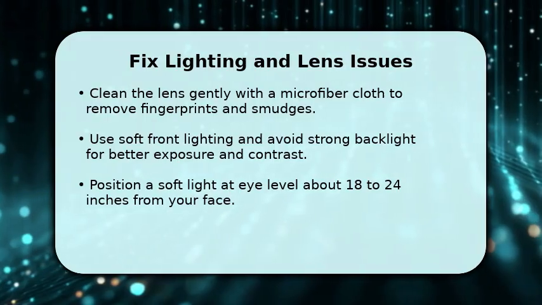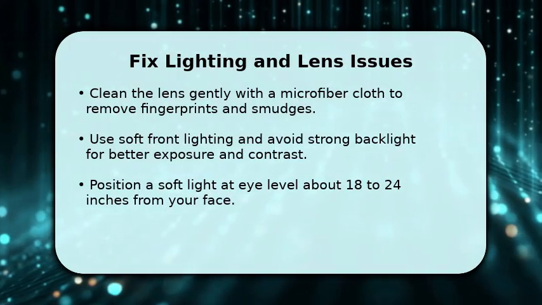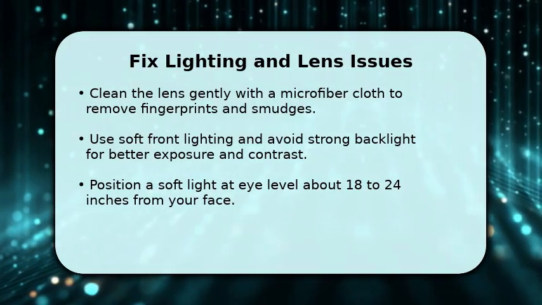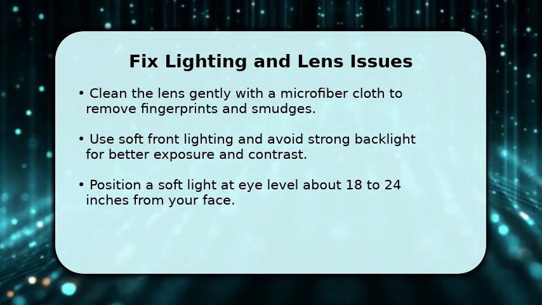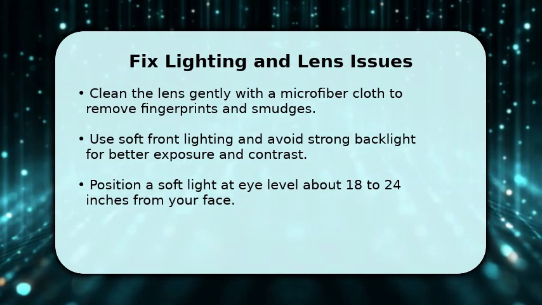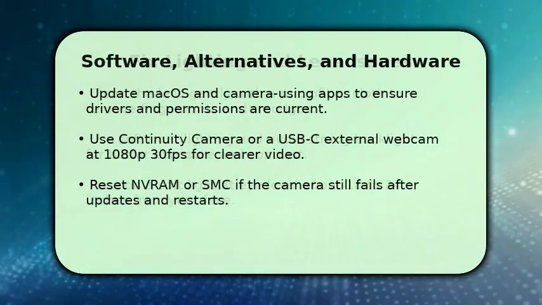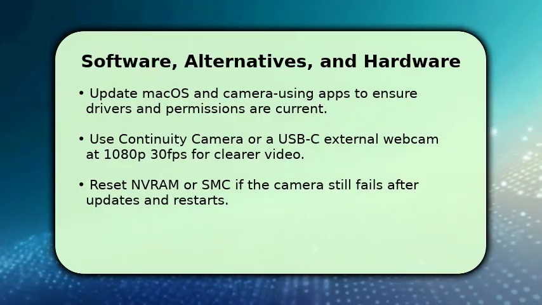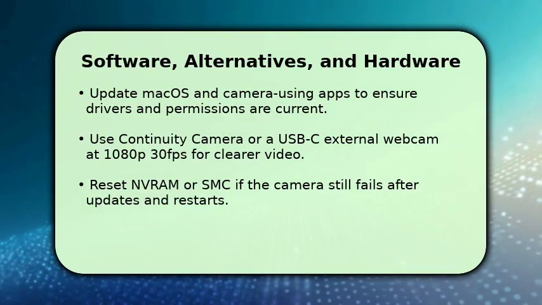Position a soft LED light at eye level about 18 to 24 inches from your face for balanced illumination. Use a reflector or white surface to fill shadows and adjust room lights to a warmer or cooler tone as needed. Fix software and consider hardware alternatives to restore camera quality quickly.